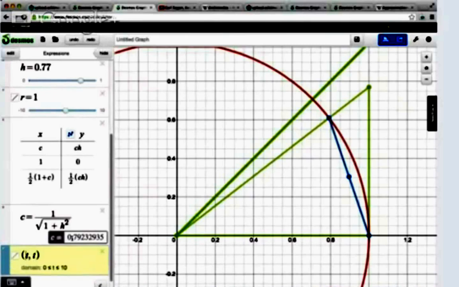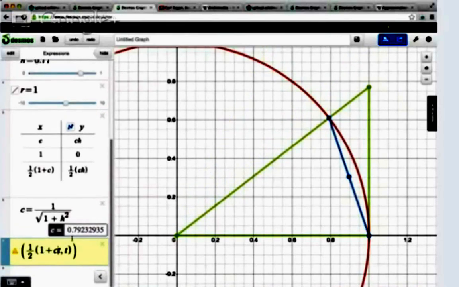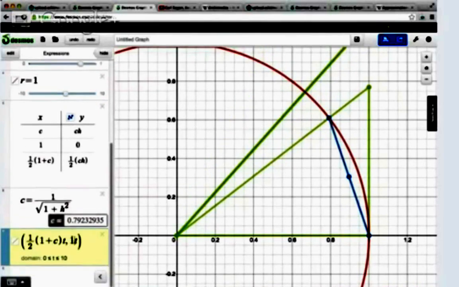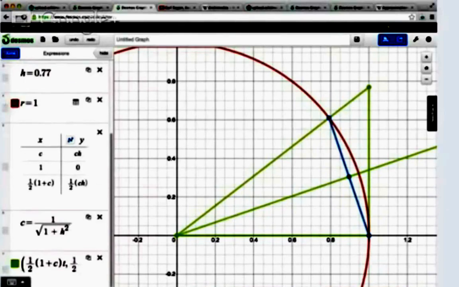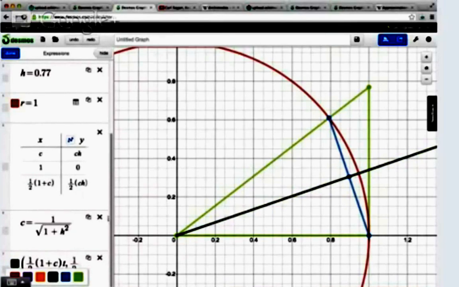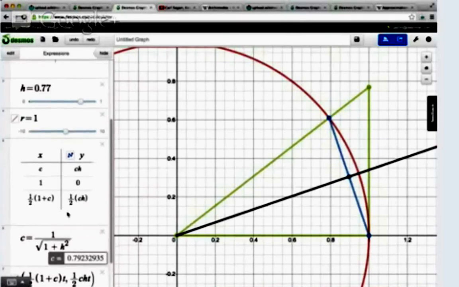I want to draw a line right through that midpoint that we just found. So I'm going to say a half times 1 plus c is equal to a half cht. All right. Let's go ahead and make that a different color. Great. So now we have a line that hits our triangle right at the point we're trying to find. So this will be the side length of a new polygon with twice as many sides.